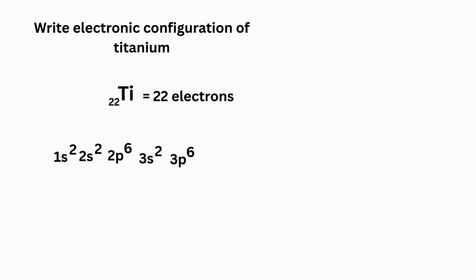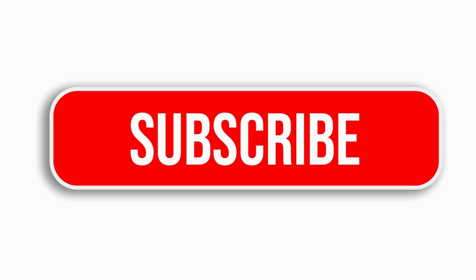Then, looking at the illustration, 4s is filled before 3d. So we continue: 4s2, and then the remainder goes to the 3d orbital, so it ends with 3d2. Always remember, 4s fills before 3d. This is the fast method to write electronic configuration of elements.